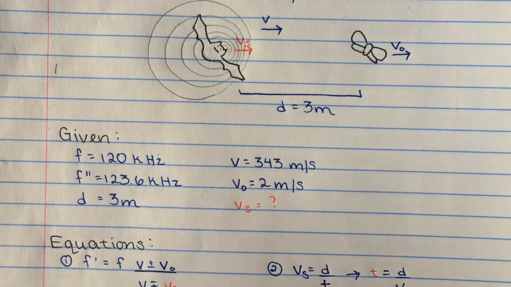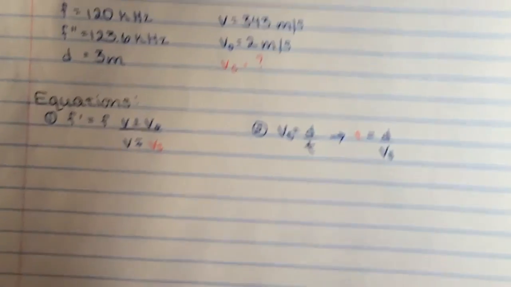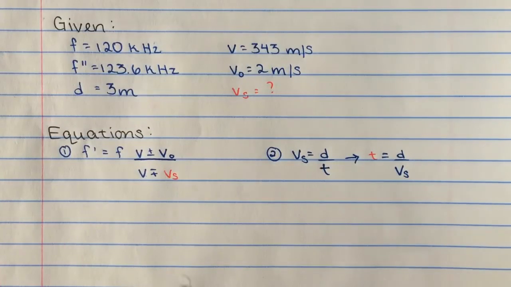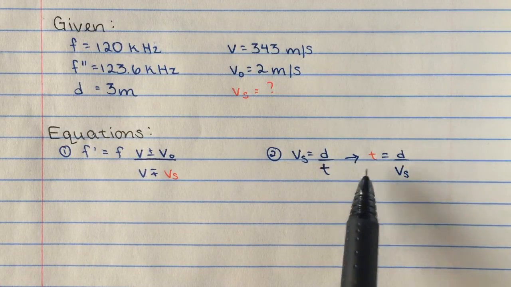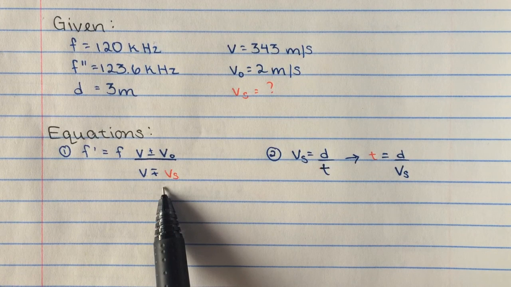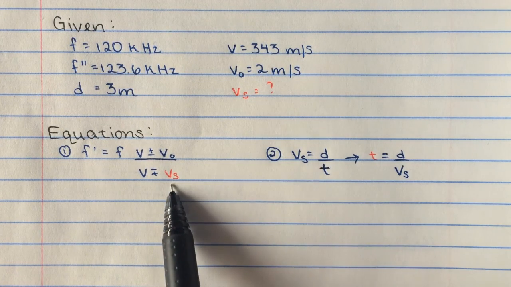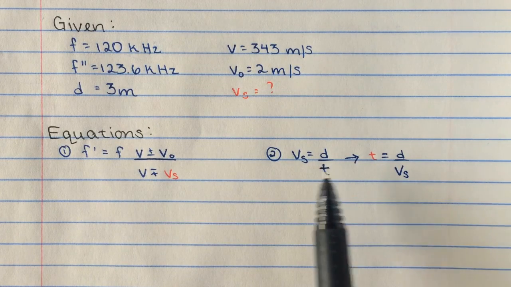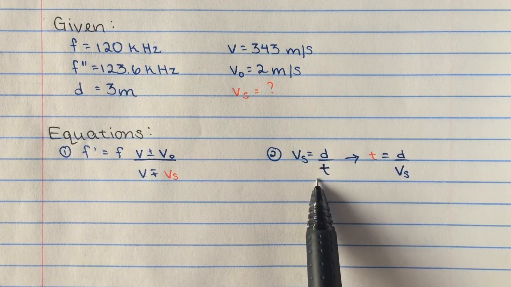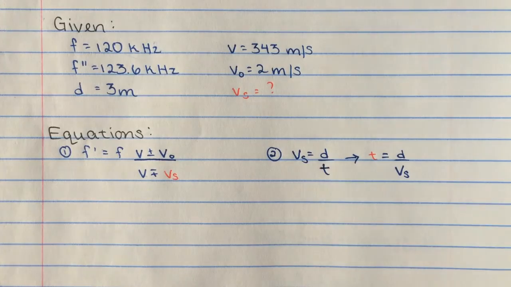To do this, we use two equations, and they are right here. Using this equation, we can find the speed of the bat, and by finding the speed of the bat, we can find the time it takes for the bat to reach the moth by using this one right here.